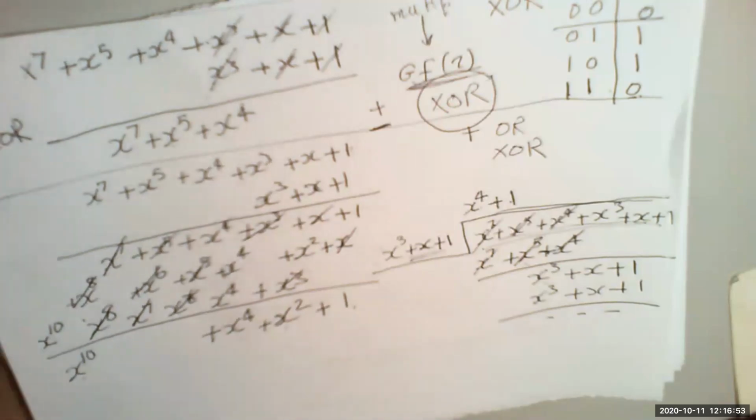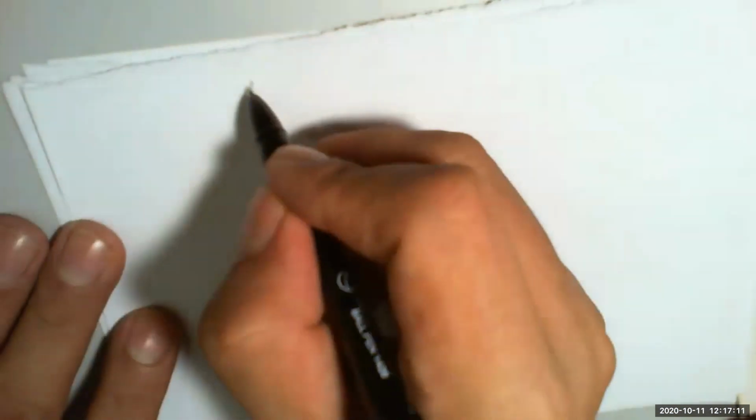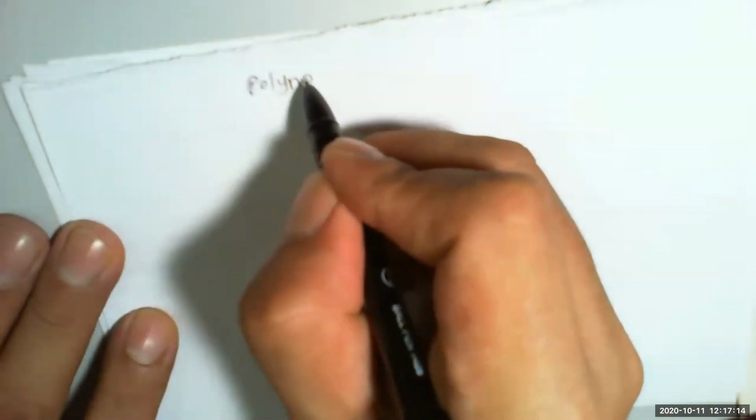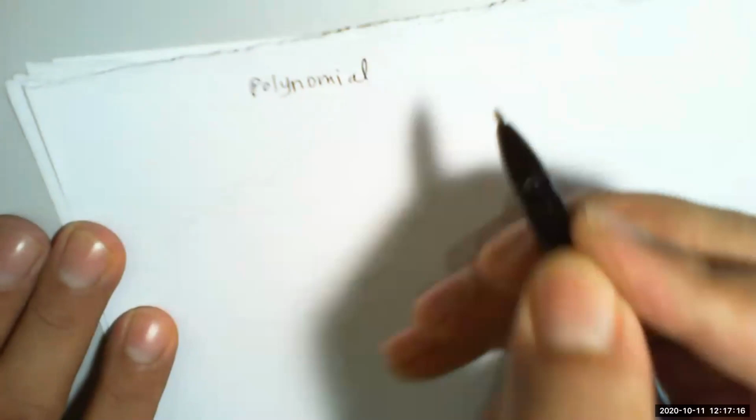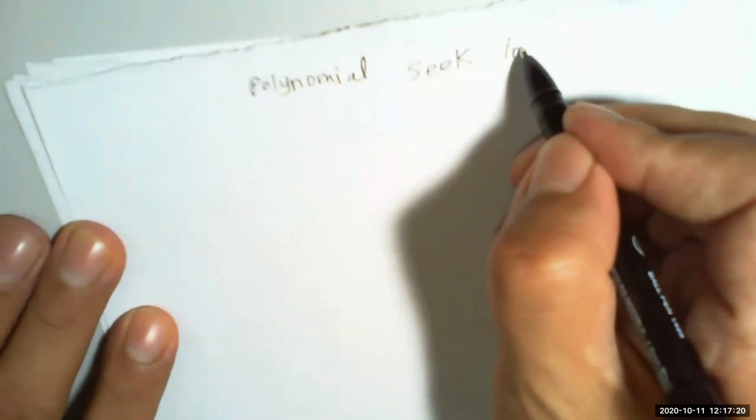Now let's take an example for the polynomial. Next slide. We seek the irreducible polynomial, irreducible.